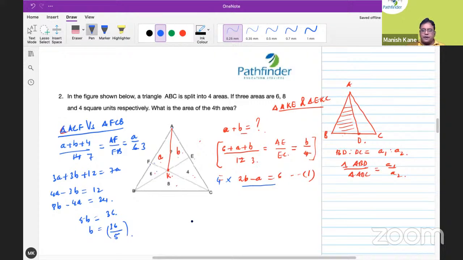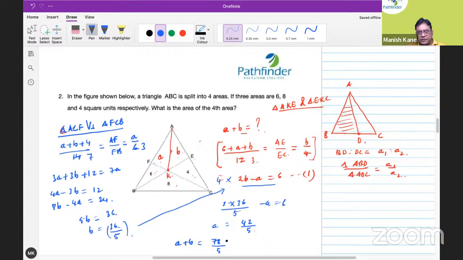So this is the value of B. If B is 36 by 5, I can find the value of A by putting B in the second equation. 2 into 36 by 5 minus A is equal to 6. So A must be equal to 72 minus 30, that is 42 by 5. So you need areas A and B. So A plus B must be 36 plus 42, 78 divided by 5. Is the solution clear to all?